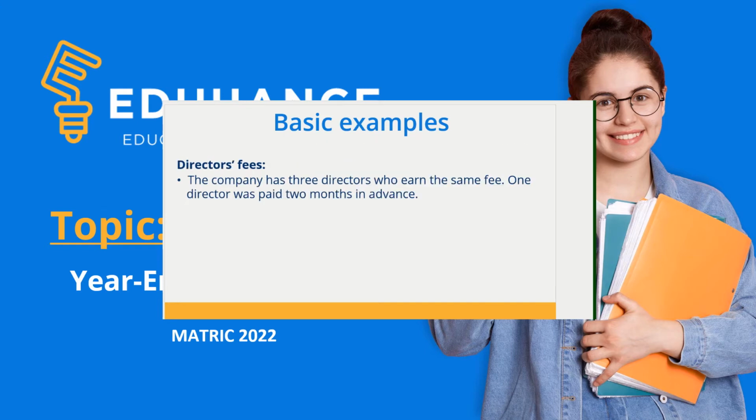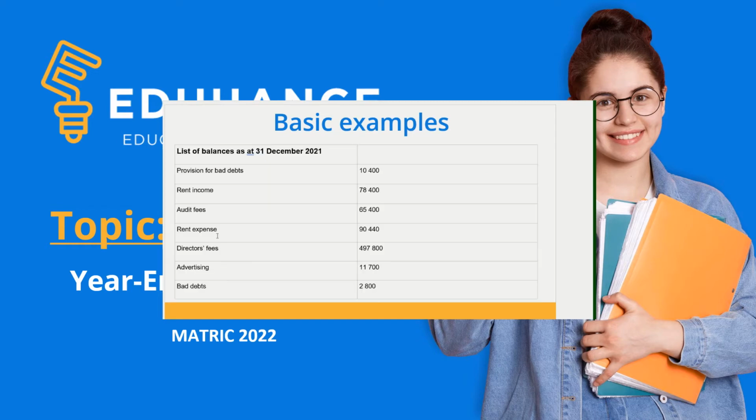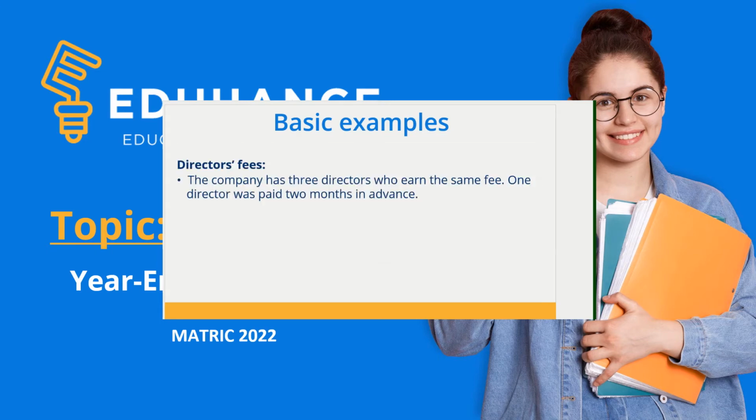Okay, let's move on. Directors' fees. The company has 3 directors who earn the same fee. One director was paid 12 months in advance. So the total directors' fees expense was 497,800. So I'm going to put that here. The total is 497,800.